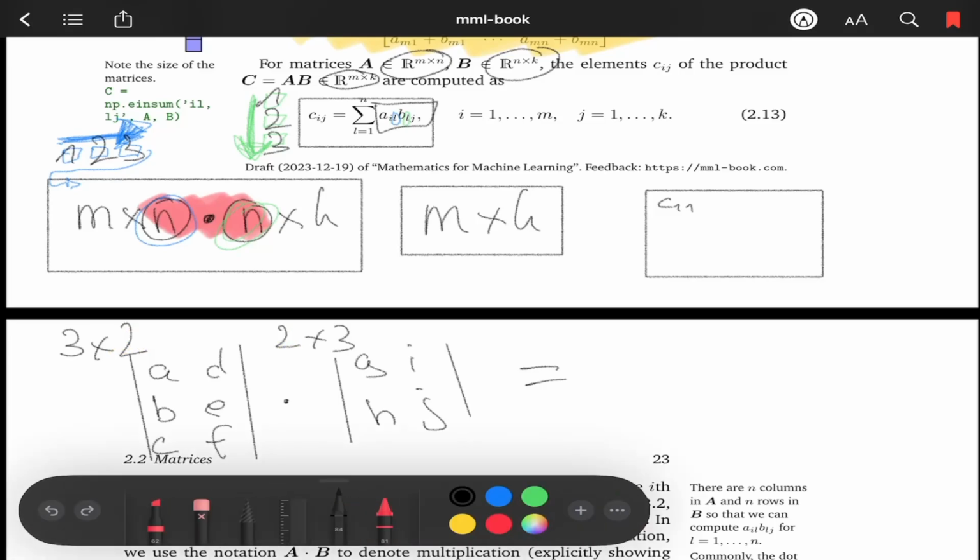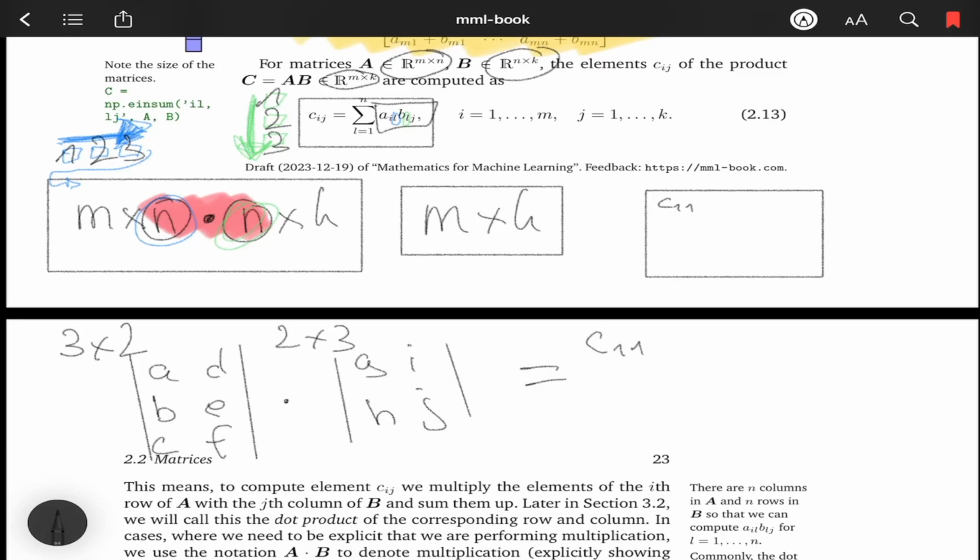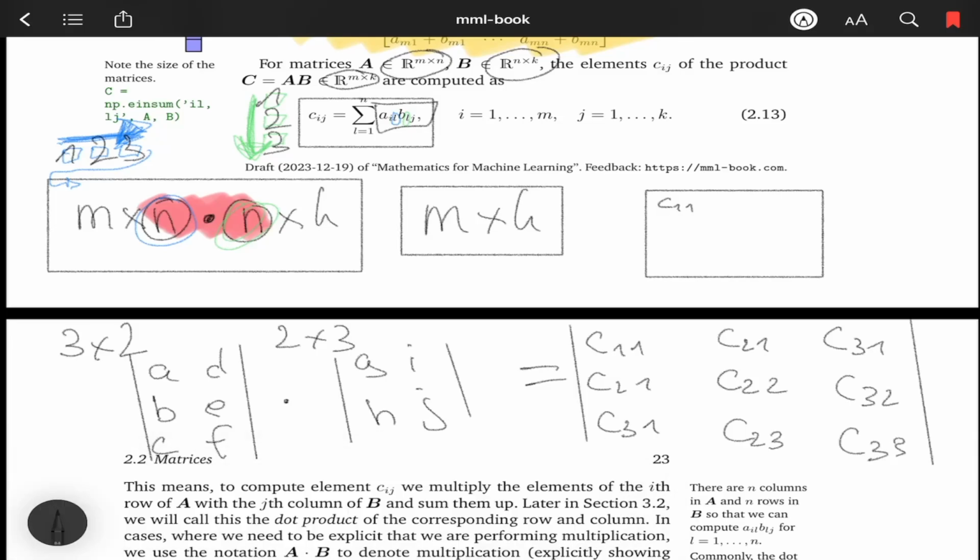So we want to know what is C11. And we know basically we have C11, C21, C31, C12, C22, C23, C31, C32, C33. So this one is calculated by looping over basically a set of 2, because n is 2.